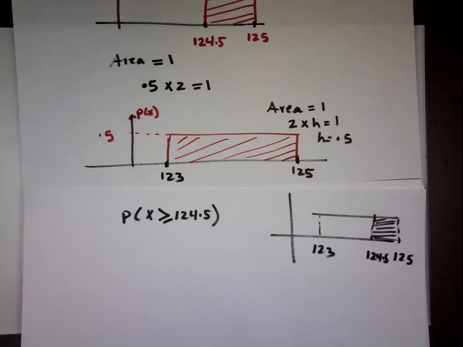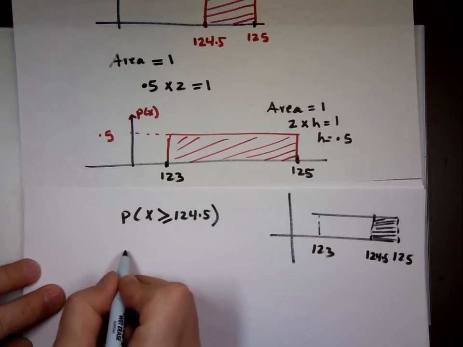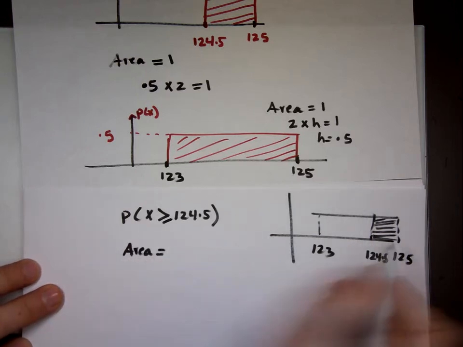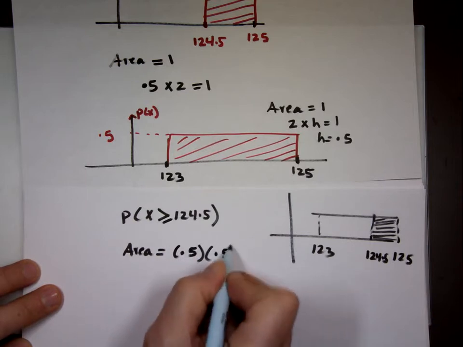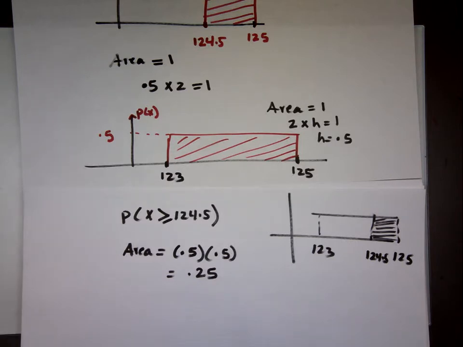So what's the answer to this? What's the shaded area there? The width times the height. What's the width? 0.5. And what's the height? 0.5, which is what? 0.25. So there's a 25% chance that if I take my voltmeter and plug it into that outlet, I'm going to measure a value greater than 124.5.